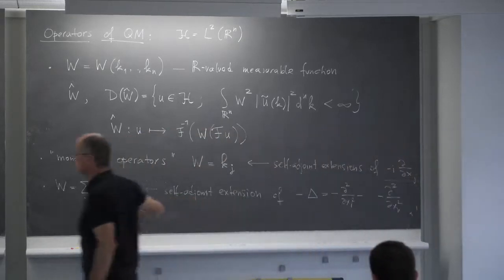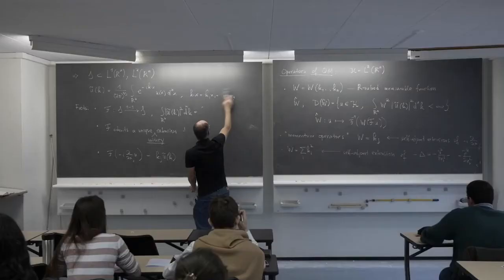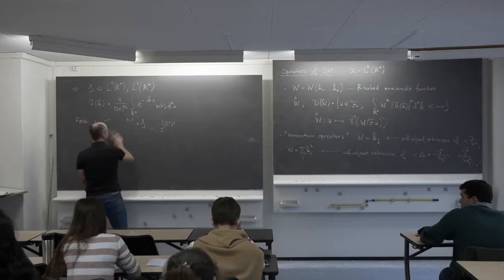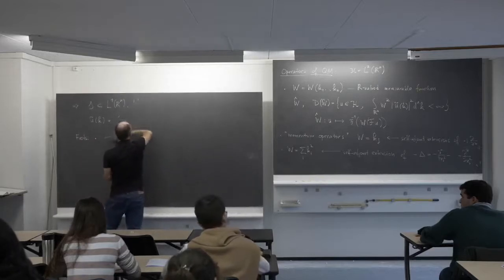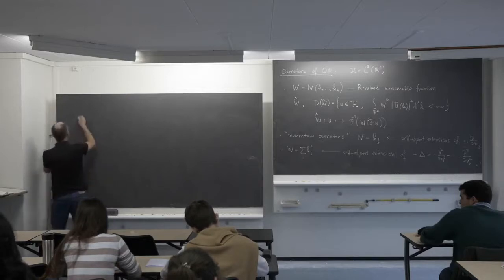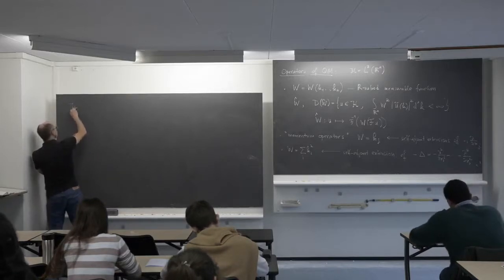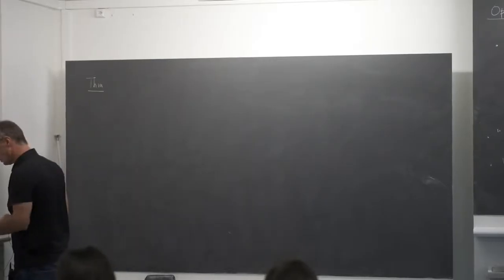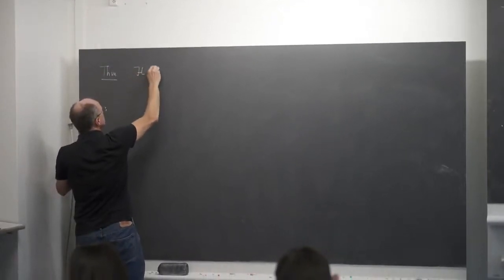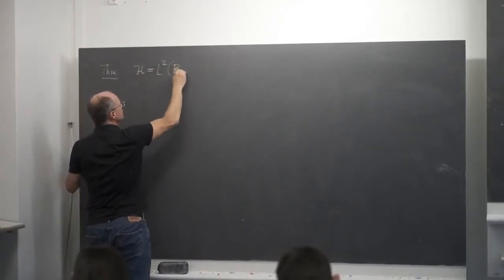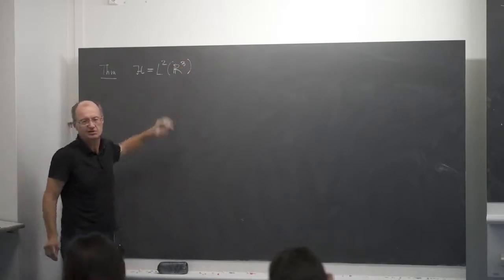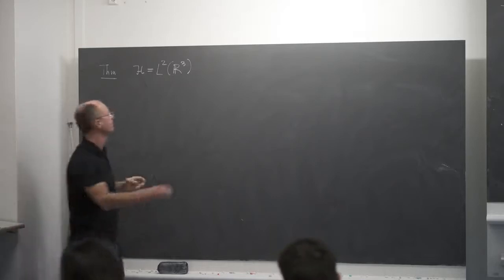All right, so let me end this class with the following interesting theorem. Now suppose that H is equal to L2 of R3. We're interested in R3, right? So that's one of the interesting examples.